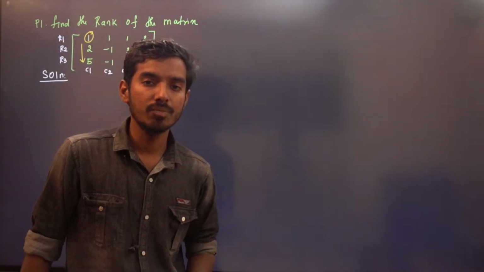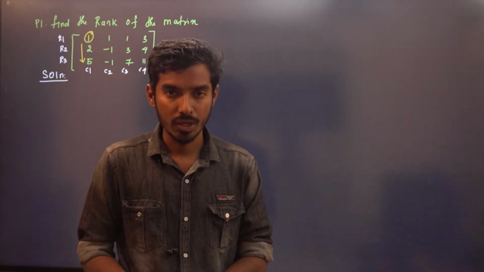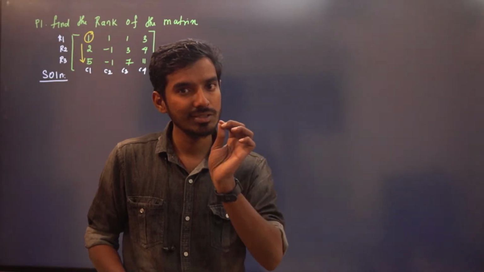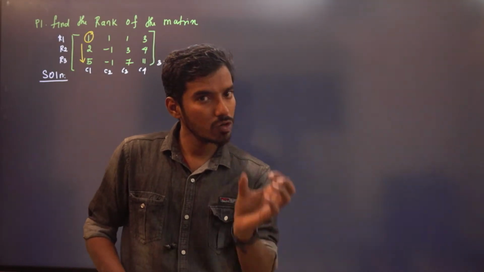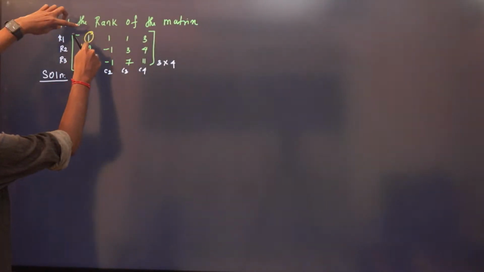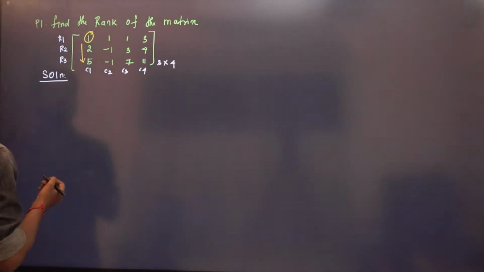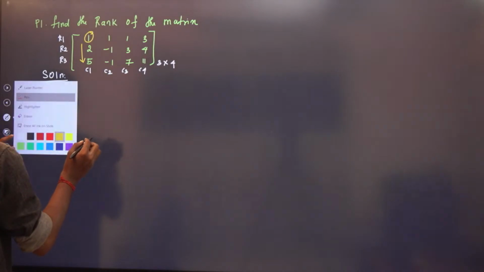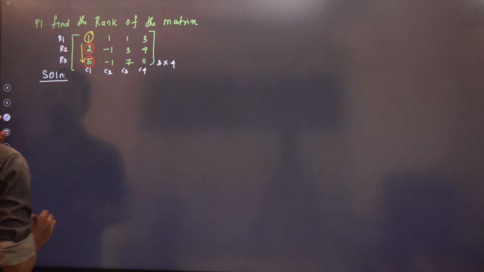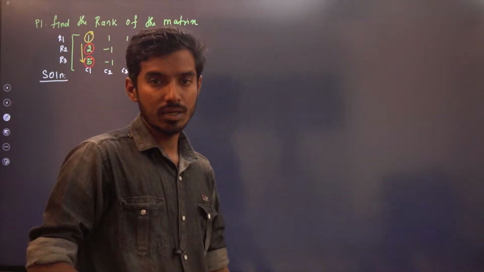So what is the first step? We are reducing this matrix to row echelon form. To reduce the matrix to row echelon form, the first step is you take the first row, first non-zero element. Below that corresponding column, every element has to be 0. But it is not 0 here. So we have to make this 2 as 0 and 5 as 0, with the help of the first row, first non-zero element.